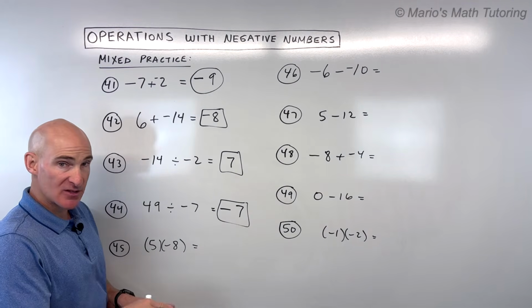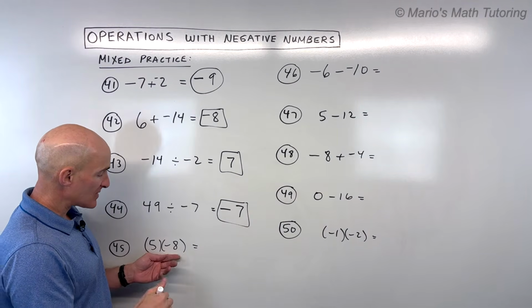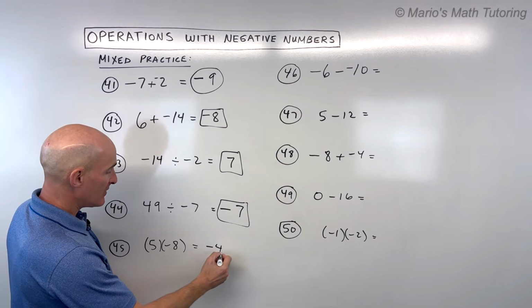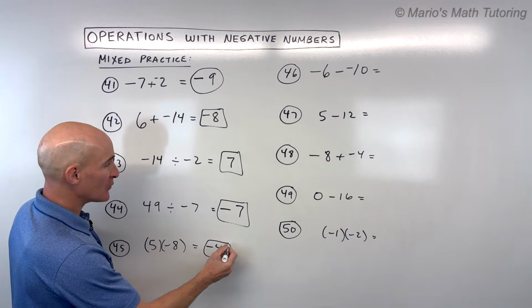And then for 45, we've got 5 times negative 8. They're next to each other. That means they're multiplied together. One positive, one negative. We're going to get a negative. 5 times 8 is 40, so a negative 40.